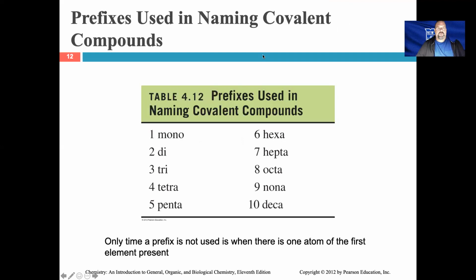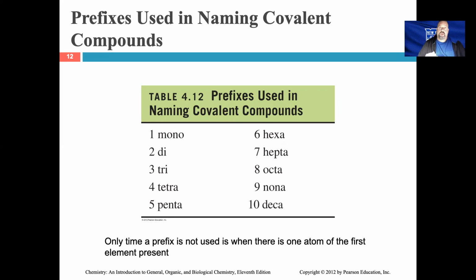So the prefixes that are used are the ones for 1 through 10, and you have to commit these to memory in a sense. So 1, mono, 2, di, 3, tri, 4, tetra, 5, penta, 6, hexa, 7, hepta, 8, octa, 9, nona, 10, deca.